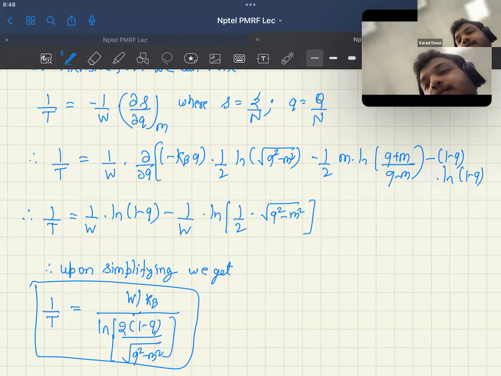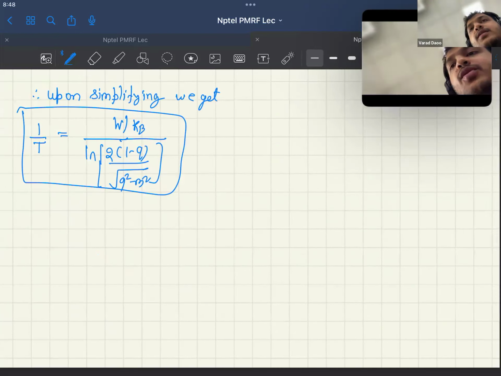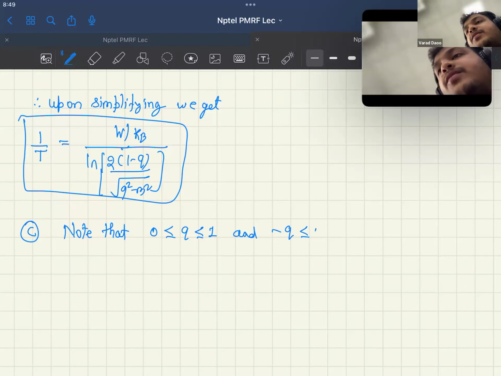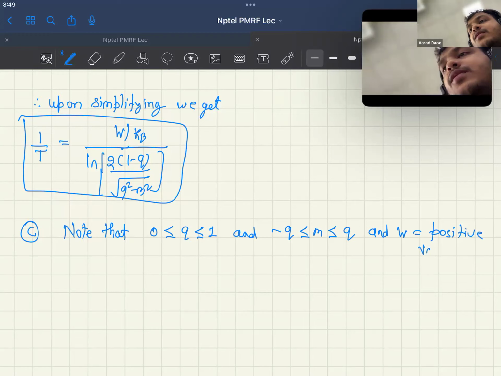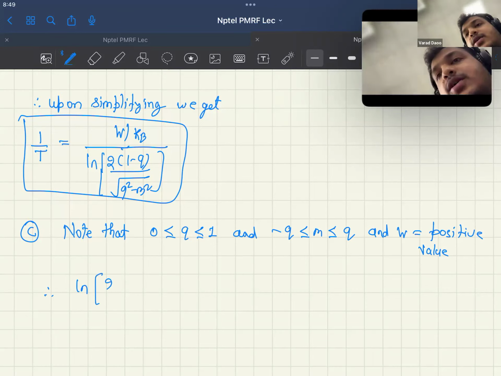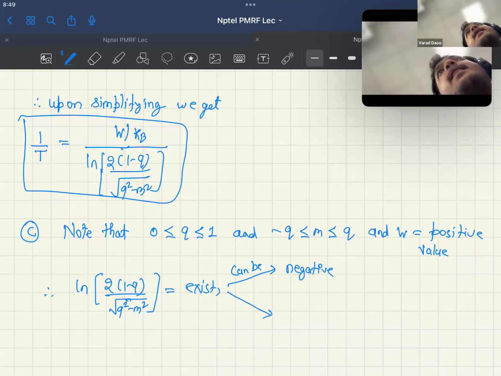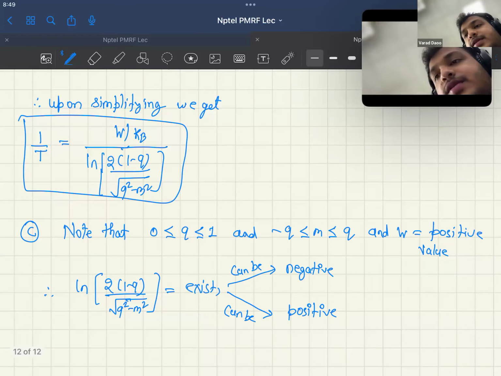Okay. Now we will move on to part C. So note that Q is between 0 and 1, M is between minus Q and plus Q, and W is a positive value. Therefore, there are two possibilities for ln to exist. Ln of 2 into 1 minus Q over square root of Q square minus M square exists, and it can be negative or it can be positive.